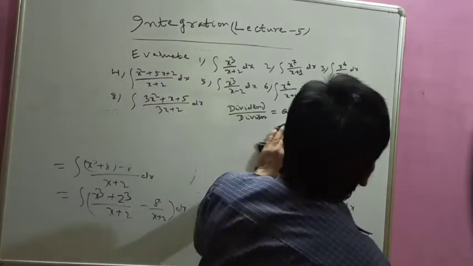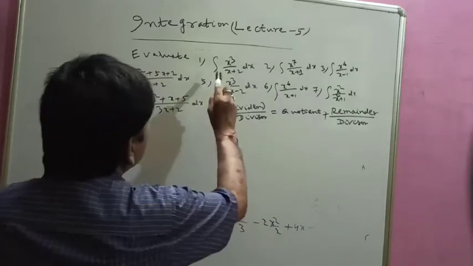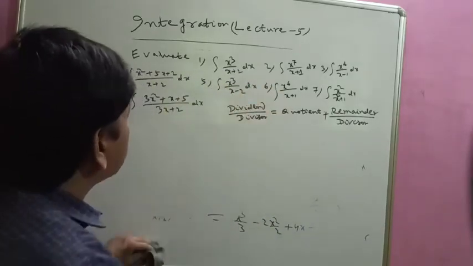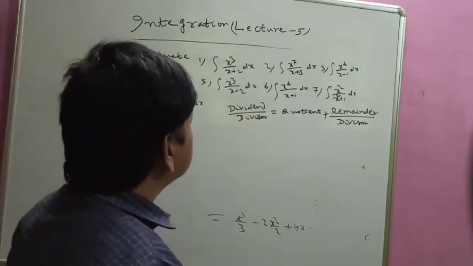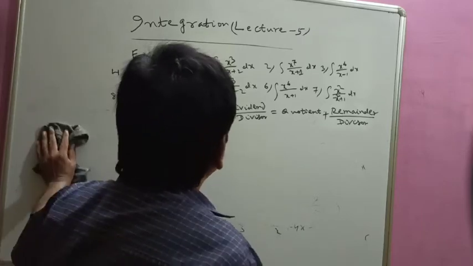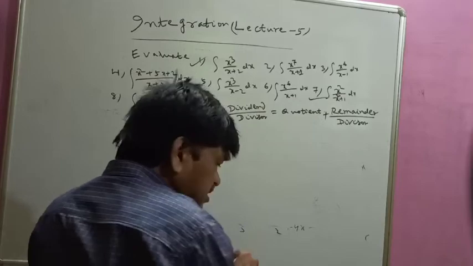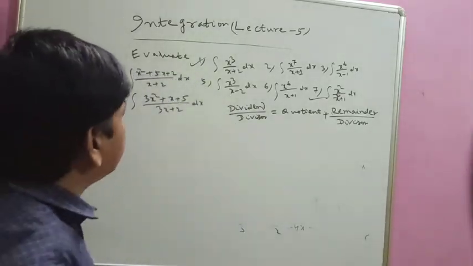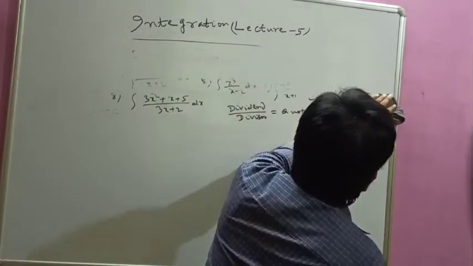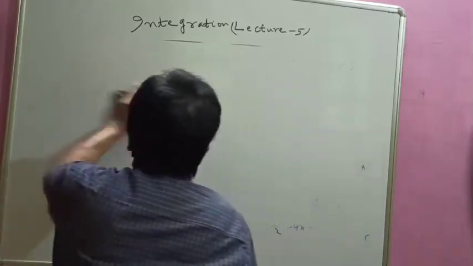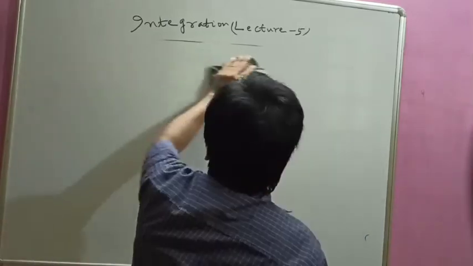So now we shall discuss type 2. The other questions, that is question number 2, 3, 4, 5, 6 and 8, are divided in the same manner. Here I solved question 1 and question 7. So you solve the rest in the same manner. Okay. So now we shall discuss type 2.